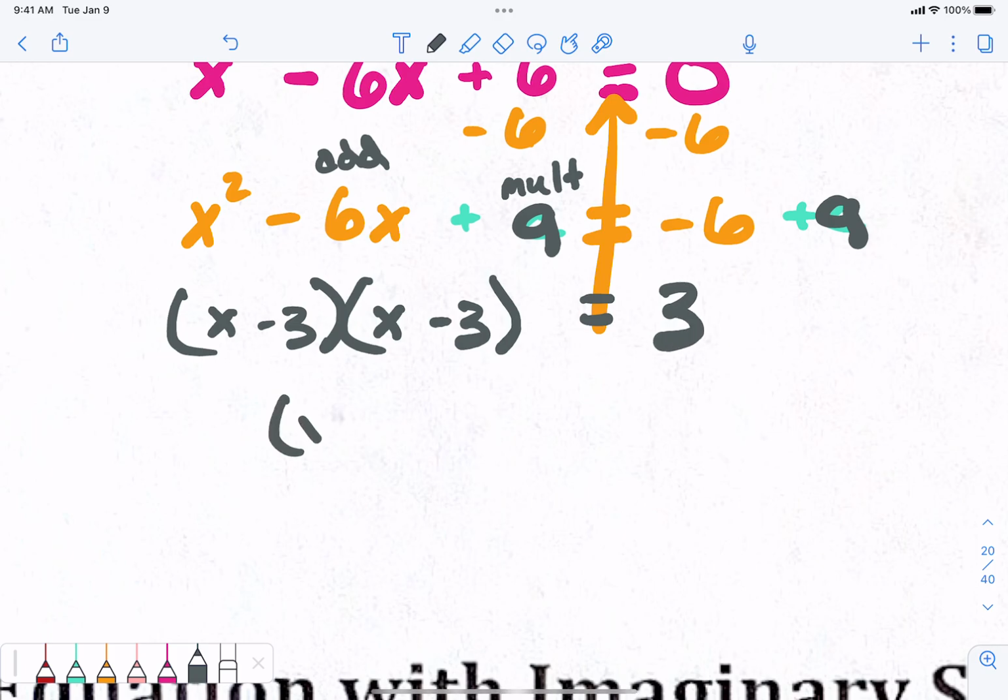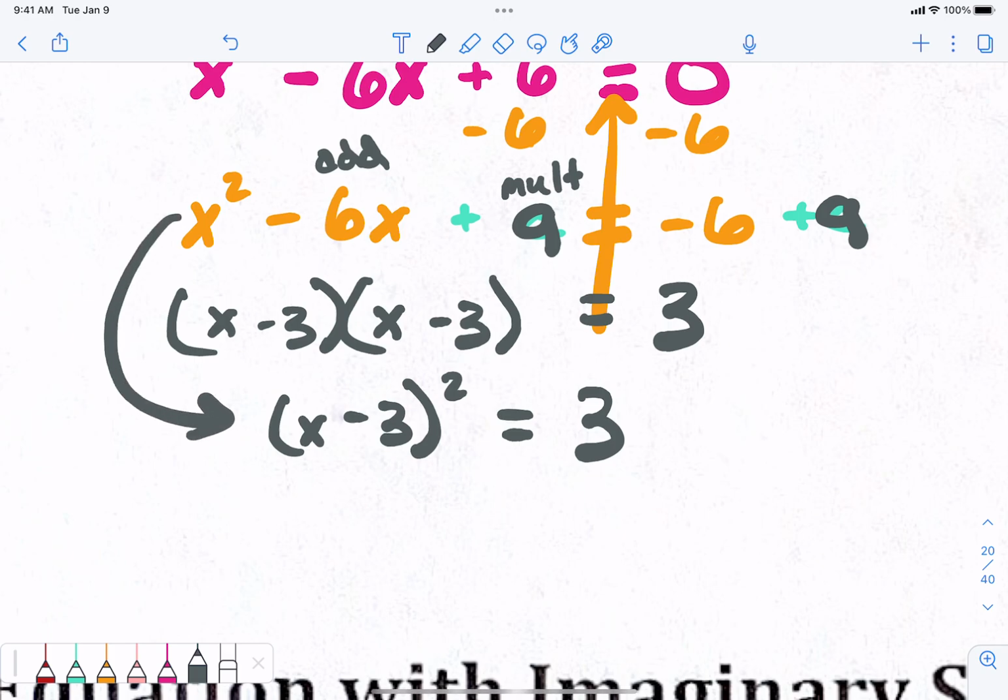All right, I'm going to write this as x minus 3 squared. And if you want to skip steps and go straight from here to this step, that is totally fine. I don't care. You know that it's going to end up being that squared. So if you want to skip that step, you sure can. Okay, next, take the square root.